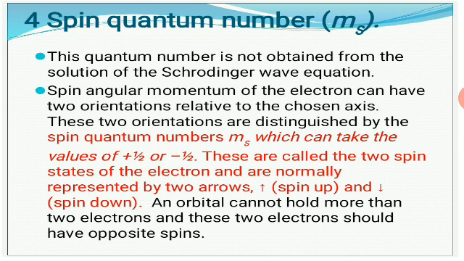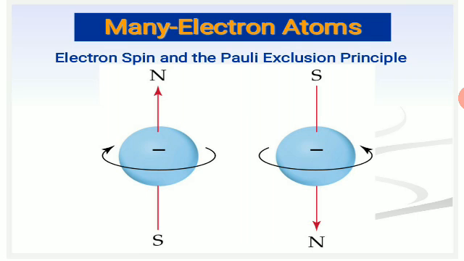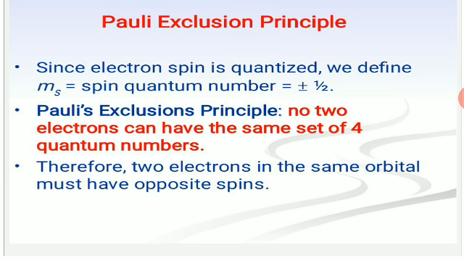So if the electron is moving clockwise, then it is your plus half value, and if it is moving anti-clockwise, then it is your minus half value. And the two electrons which are present in an orbital will always move in opposite spin. Like one is moving in a clockwise direction, the other one is moving in an anti-clockwise direction.